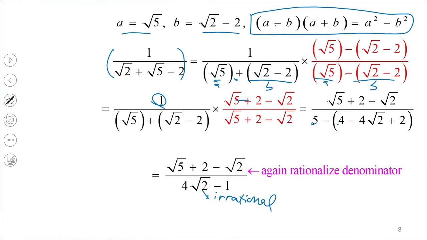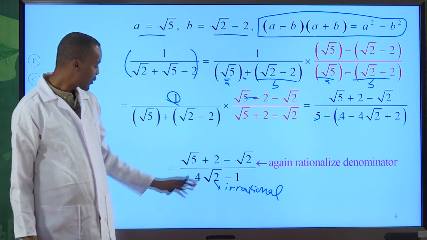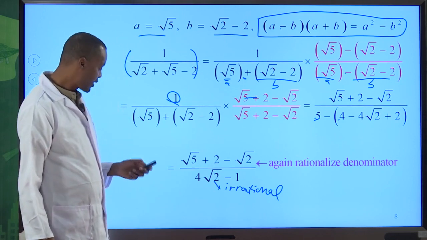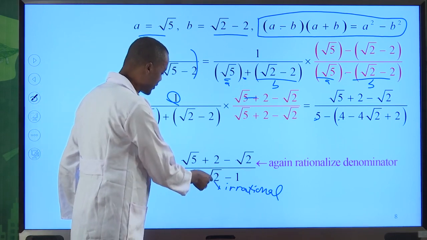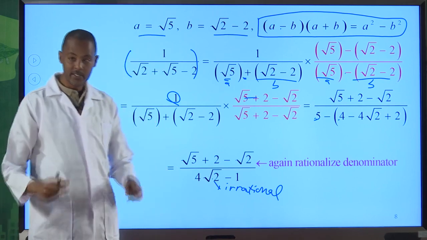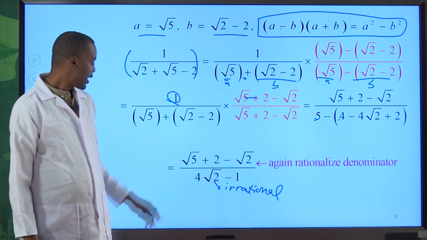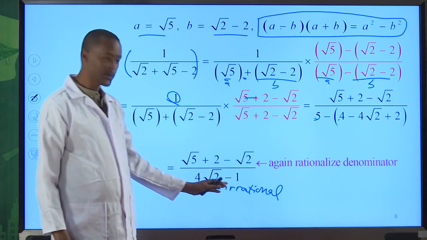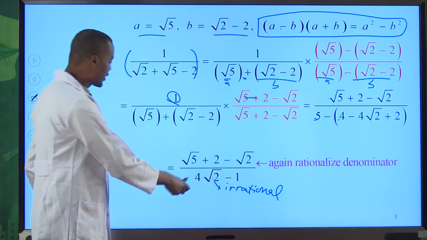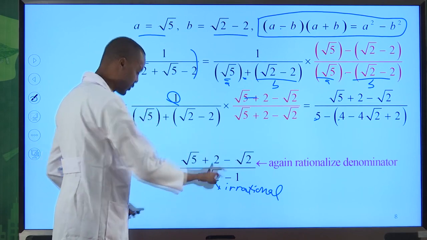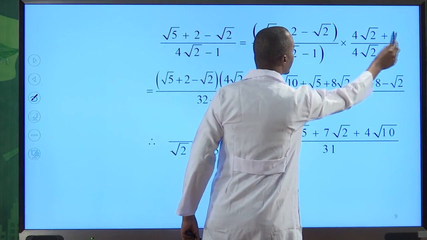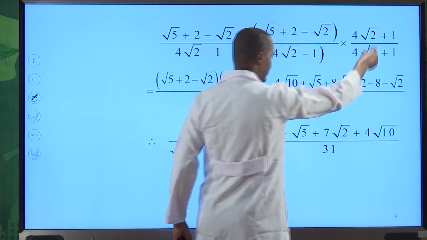Are we done then? No, because the denominator of our given problem still consists of an irrational number, and I have to proceed by eliminating this term, which is irrational. But at this moment, at least this problem is simplified, because in the denominator now we have 4 root 2 minus 1. So what we have to multiply with is 4 root 2 plus 1. So here is the final expression, and then I will multiply it by 4 root 2 plus 1 over 4 root 2 plus 1, because this expression is the same as 1.